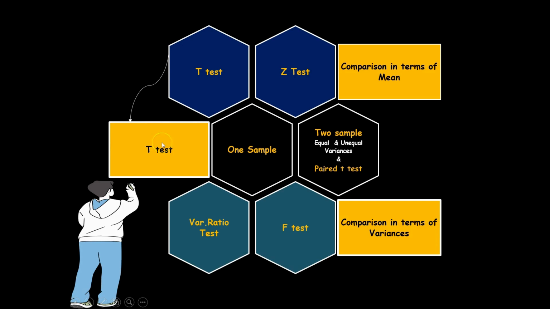Now, as far as these tests of significance are concerned, we have different types of tests, categorized based on the sample size and the population standard deviation. We have the t-test and the z-test. There are different forms of t-test: one sample, two sample, with equal and unequal variances, paired t-test, variance ratio test, and F-test, which are used because things have to be compared on the basis of means or variances. In the next video we will discuss all these tests of significance in detail.